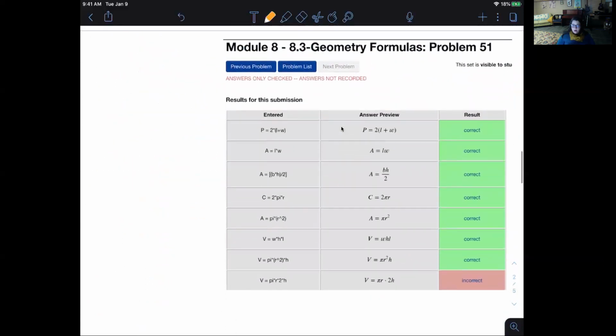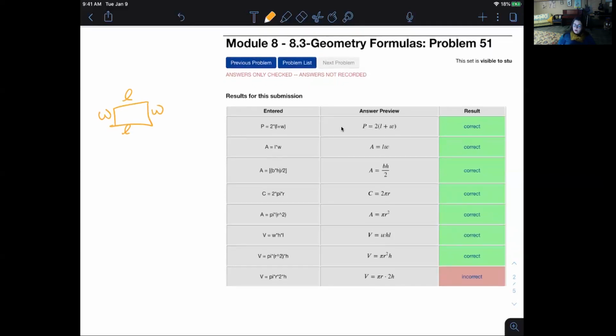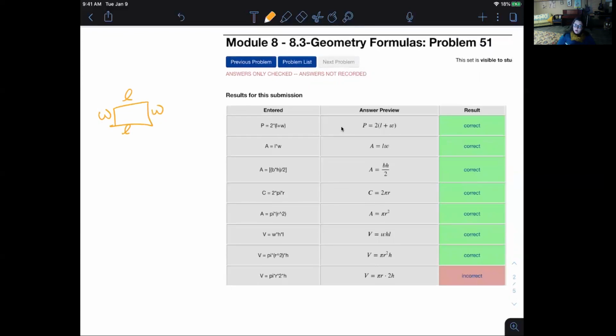Okay, and then there was this problem on geometry formulas. For the formulas, these come from that same geometry formula sheet. But for the most part, these make a lot of sense. You're going to use perimeter. This one was perimeter of a rectangle. So you have 2 lengths and 2 widths, and for perimeter, you're adding that all up. You could write perimeter as 2L plus 2W. This is the same thing. You use the distributive property, so that's perimeter.